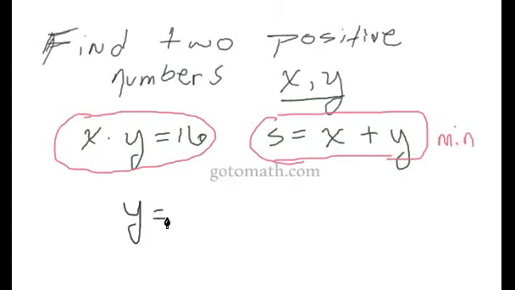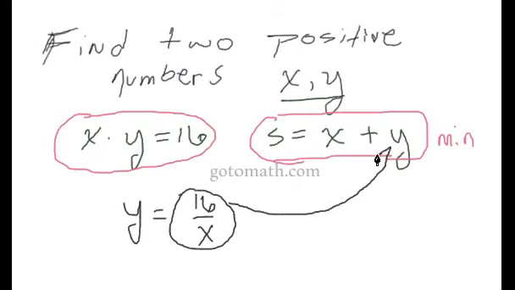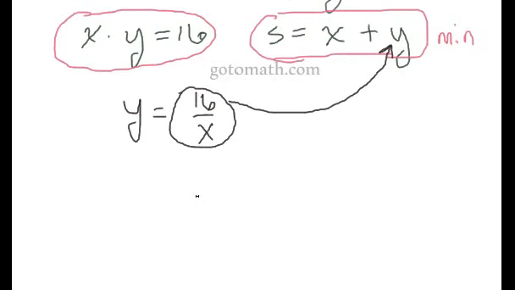So y is equal to 16 over x, right? Just bring the x diagonally down. And then what we're going to want to do is get this guy all in terms of one variable, and that's going to be in terms of x. So we're going to take this 16 over x, and we're going to substitute it right on in for that y right there, since y is equal to 16 over x. And so now I'm going to rewrite this as s is equal to x plus 16 over x. So there we go, we got it all in terms of one variable.